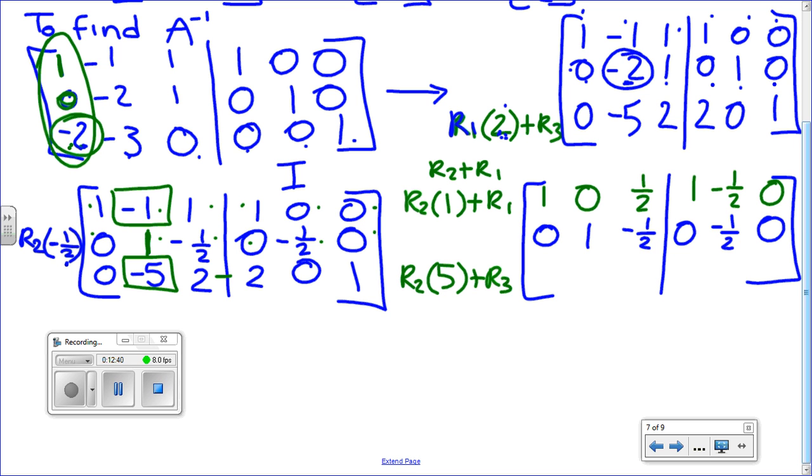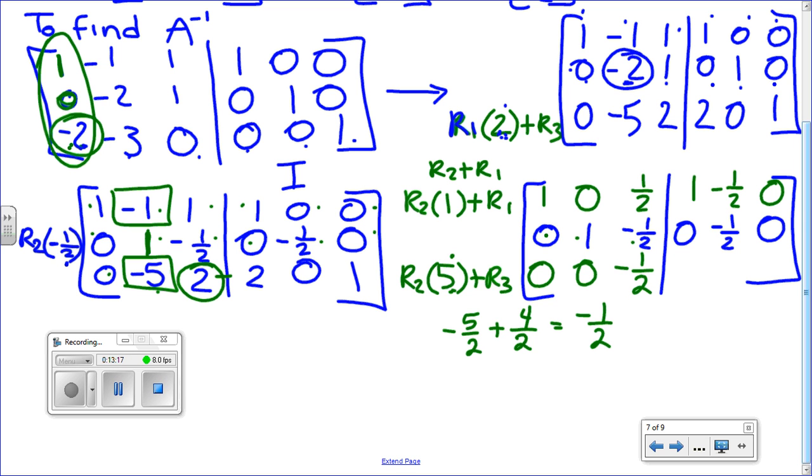Now we're going to multiply 5 times R2. 5 times 0 is 0, plus 0, 0. 5 times 1 is 5, minus 5, 0. And then 5 times negative 1/2. So that's negative 5/2. And then we're going to add them to 2. How many halves are in 2? 4. 4 halves. So what is that going to give me? Negative 1/2.